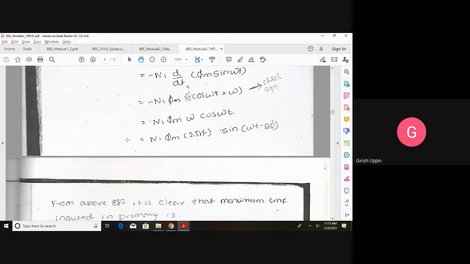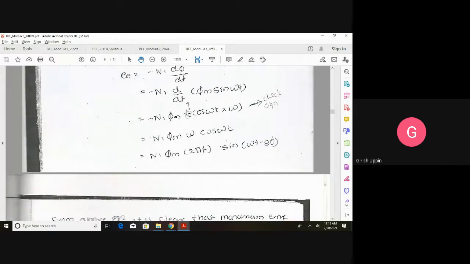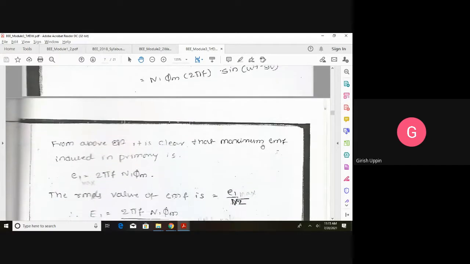Now this is of the form E1 is equal to Em. Why Em? For a given transformer, the number of turns N1 is constant, and for the primary current, the maximum flux is constant. The frequency of the supply voltage is constant. So all this is constant. Therefore, E1 is equal to Em sine omega t minus 90 degree. Now, what is this voltage? This is E1 max. We represent it as E1 max.